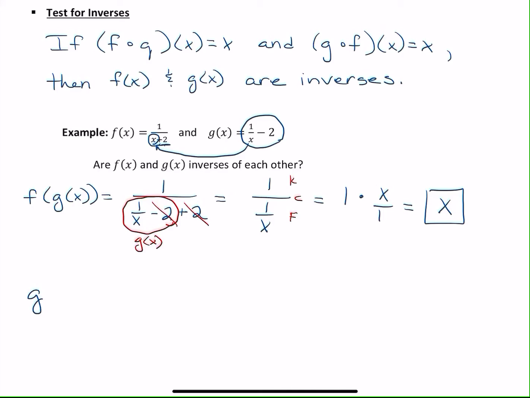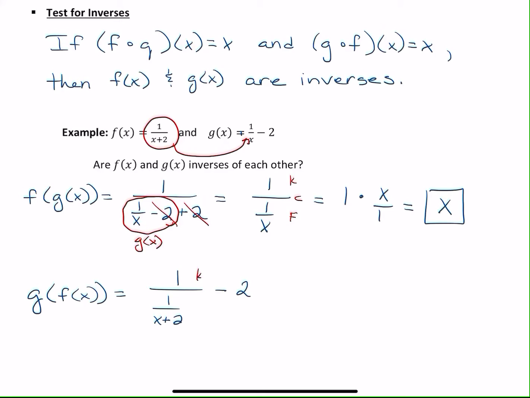Now we need to check g of f of x. Same thing, except the other direction. We're going to take f of x and plug it in for x into our g function. So here we're going to have 1 over x plus 2 minus 2.